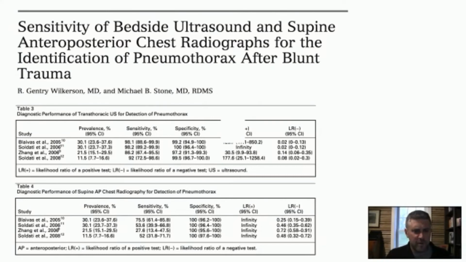Chest X-ray didn't perform terribly well, right? The sensitivity for chest X-ray was about 50 to 70%. Now, interestingly, the chest X-ray was 100% specific for pneumo. But again, we're splitting hairs on the specificity side. So just know going in, if you have a trauma patient, you lay them down supine, you shoot an X-ray, and it says no pneumo, you have to read that with a grain of salt.